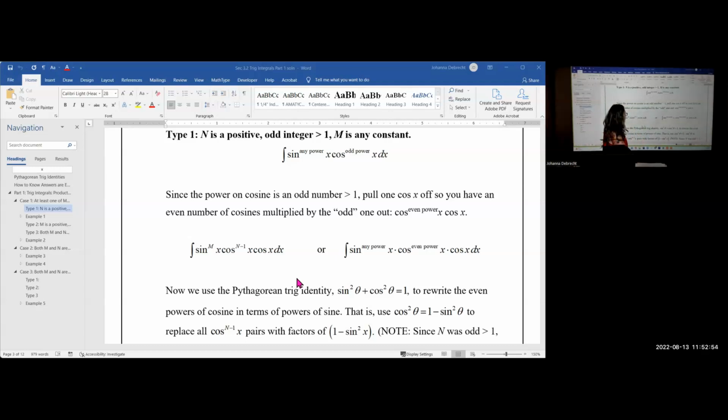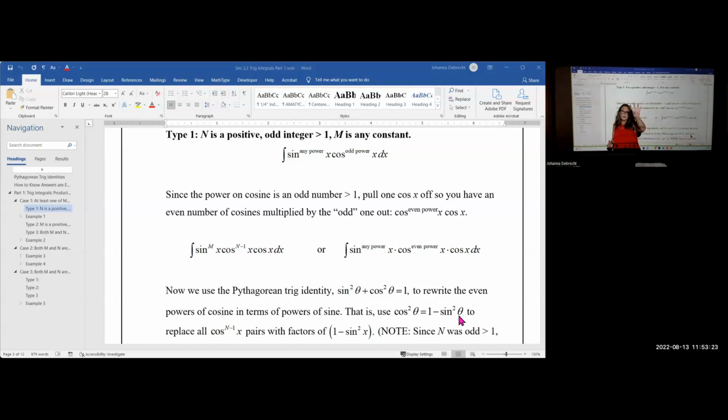Now, the Pythagorean identity that we want is this one right here, sine squared plus cosine squared equal 1, but we want to solve for cosine squared, which is this right here. So we want to use the form of it that says cosine squared of theta, or x, is equal to 1 minus sine squared. Okay, so I'm going to take each pair of these even number of cosines, and I'm going to replace them with 1 minus sine squared.